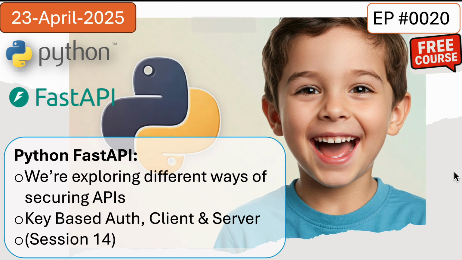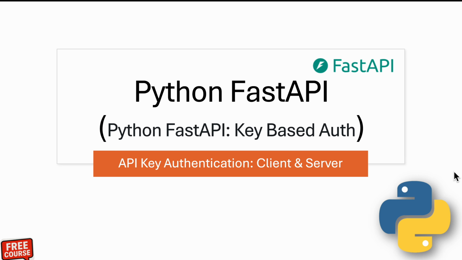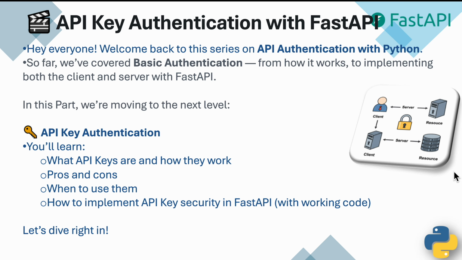Everyone. So we are exploring different ways of securing APIs, and now key based authentication, client and server code we are going through. So Python FastAPI, it is key based authentication and client and server code. API key authentication client and server. API key authentication with FastAPI.